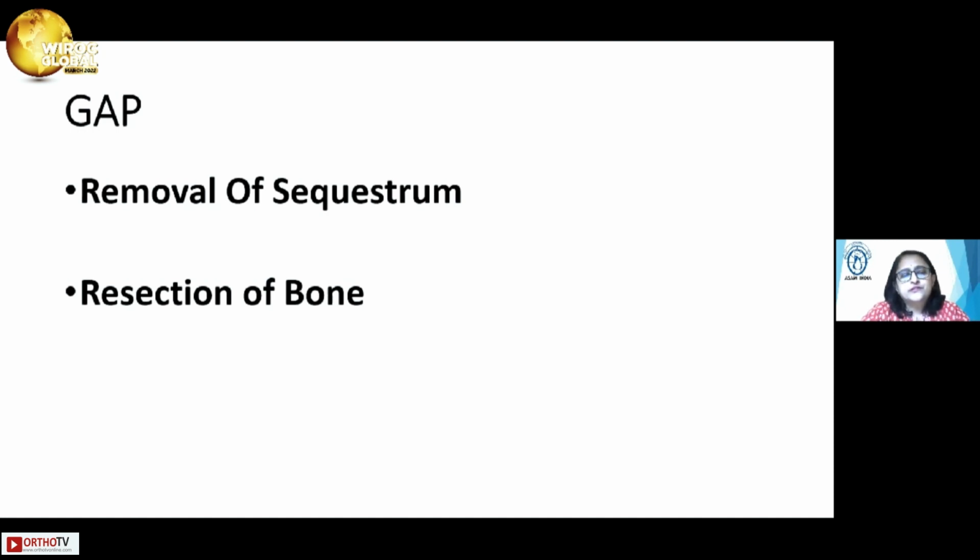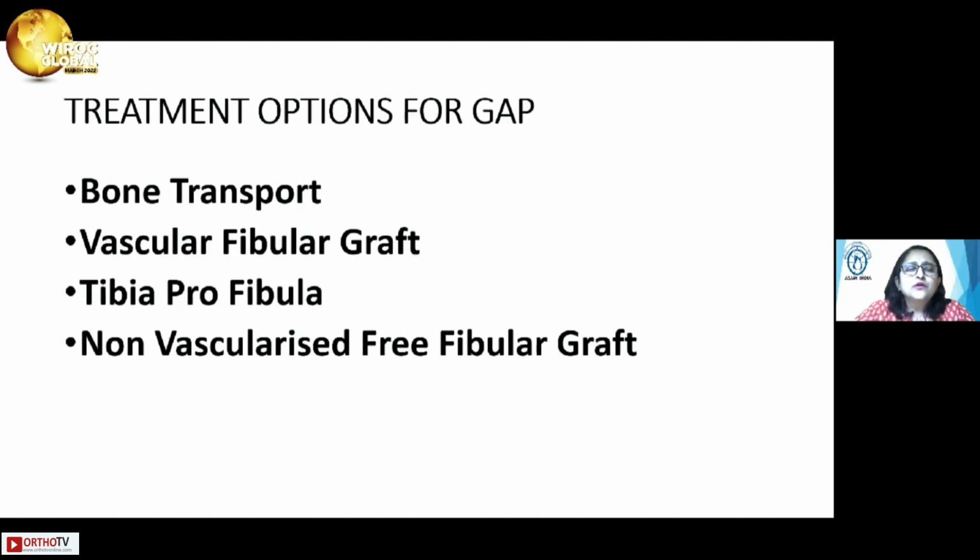Coming to the gaps. Well, removal of large sequestrae or resection of dead bone can result into huge gaps in bones. So treatment options available for gap are, of course, bone transport. Then there is vascular fibular graft, tibia pro fibula, or even non-vascularized free fibular graft. I prefer, of course, bone transport.